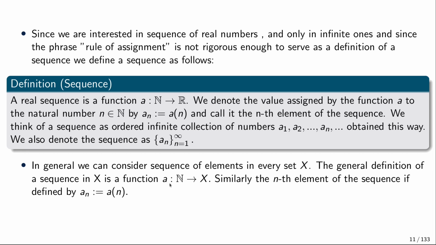All we really need is for this function to be defined, and then any rule of assignment that assigns to a natural number an element of another set is a sequence. So we have a very general way of defining sequences. We could have sequences of natural numbers, rational numbers, real numbers, integer numbers. We could have a sequence of complex numbers, a sequence of points in the plane, a sequence of points in some abstract n-dimensional space. We could have sequences of sets, and we can have sequences of functions, right? So it's a very general term.